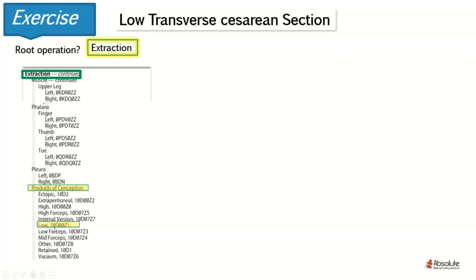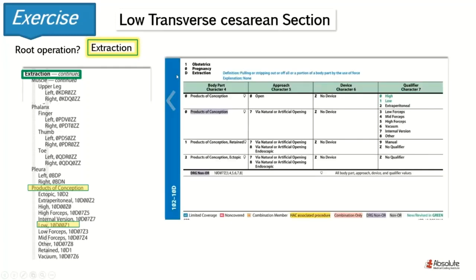So our first three characters are 10D. Let's find that corresponding table. And remember, coders, these tables are classified according to the section in alphanumeric order. So we are in the obstetric section, 10D, and this extraction, the objective of an extraction, is pulling or stripping out all or a portion of a body part by the use of force. And that's exactly what happened. They pulled that baby out. That is force. So our first three characters 10D, our fourth character, products of conception.